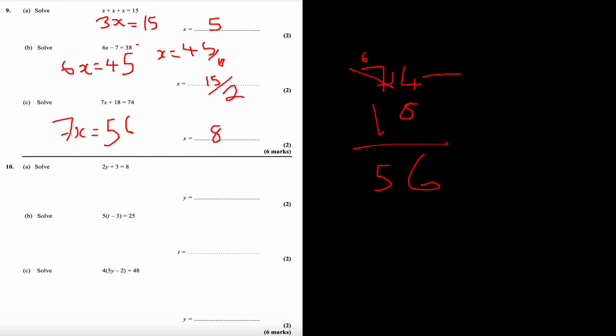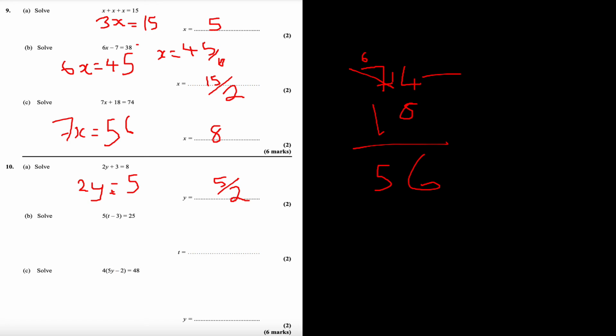Question number 10a, solve 2y plus 3 is equal to 8. Subtract 3 on both sides. I get 2y is equal to 5. Dividing both sides by 2, I get that y is 5 halves, or 5 over 2, or 2.5.